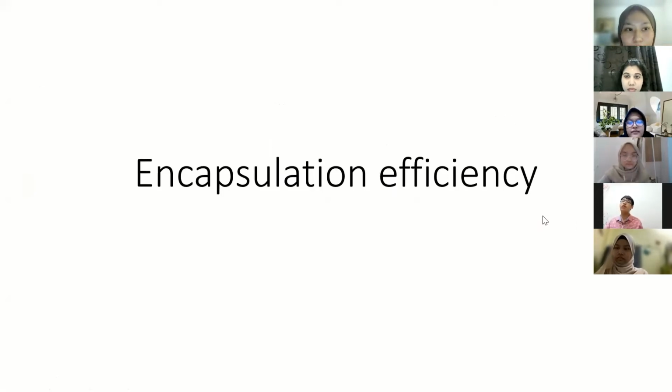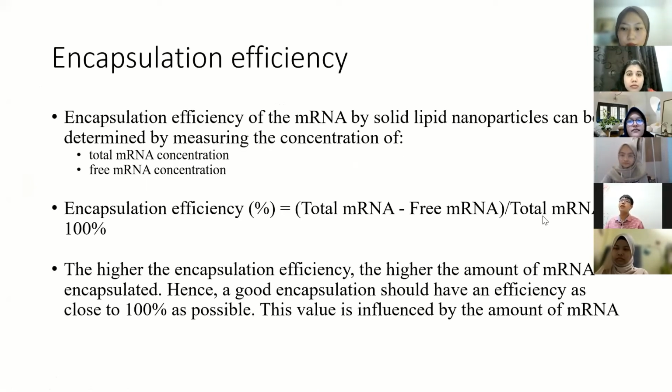So basically, I will talk about the encapsulation efficiencies, which are very important because currently we are encapsulating our mRNA vaccines using solid lipid nanoparticles. So the higher the efficiency, the better it is. Encapsulation efficiency measures how well our mRNA is encapsulated with the lipids. We can get this value indirectly by measuring the concentrations of the total mRNA as well as the free mRNA.